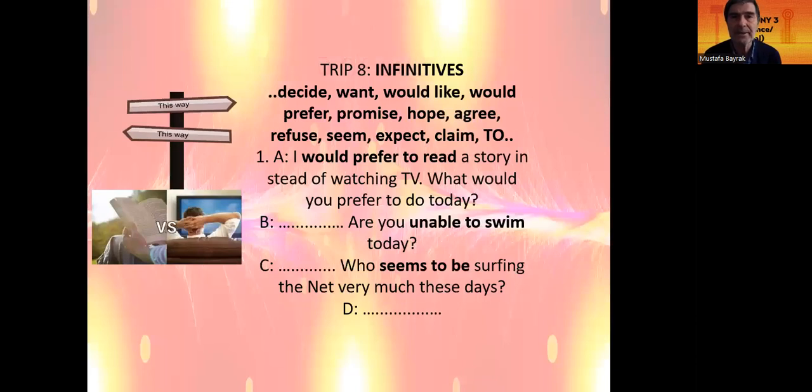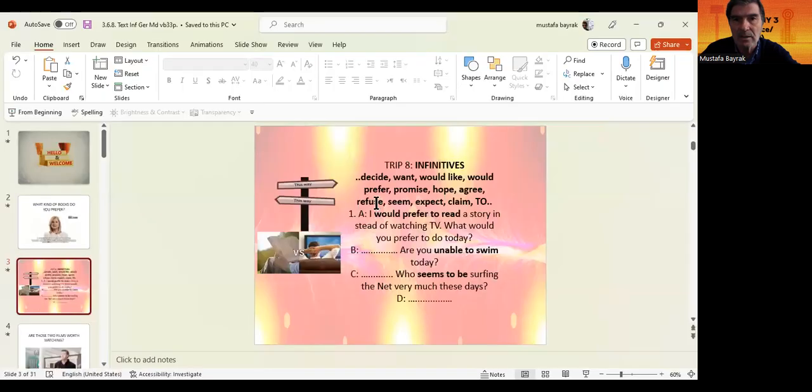Okay, now let's talk about infinitives. Let's remember: decide to do something, want to do, would like to do, would prefer to do, promise to do, hope to do, agree to do, refuse to do, seem to do, to be, to have, expect to do, to be, to have, claim to do, to be, to have. Okay. What is the use of to here? Claim, yes, decide to, okay, claim to do. Okay.